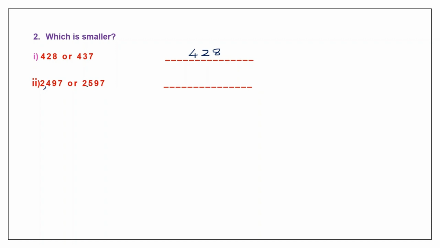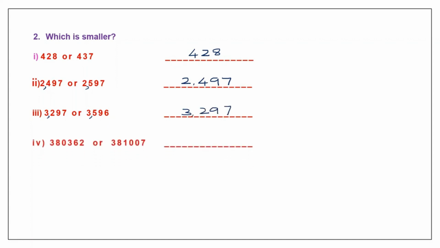Next one. Here we have 2,497 or 2,597. So we can make out that 2,497 is the smaller one. So 2,497. Next one. 3,297 or 3,596. So here, if you see, both are starting with 3,000. So if we go to the next number, here we have 2 and here we have 5. So 2 is the smaller one. So let's write that number, 3,297.